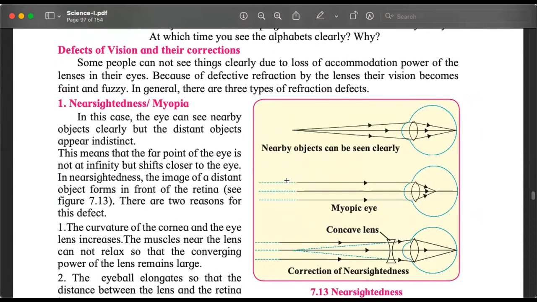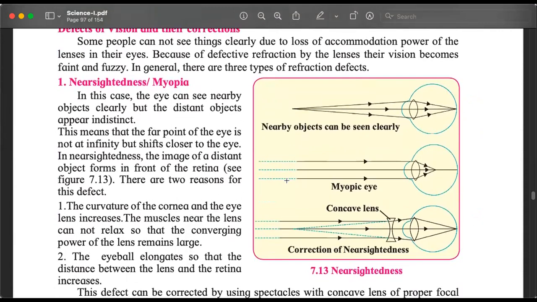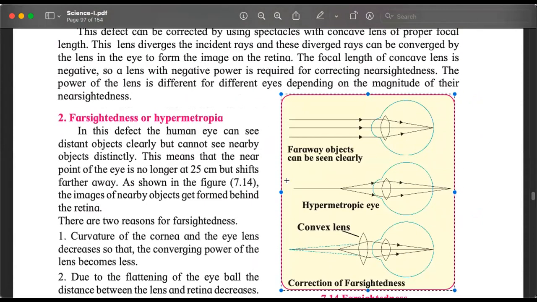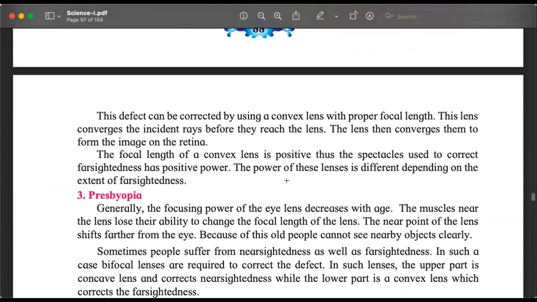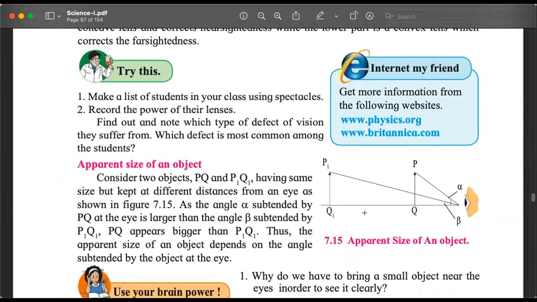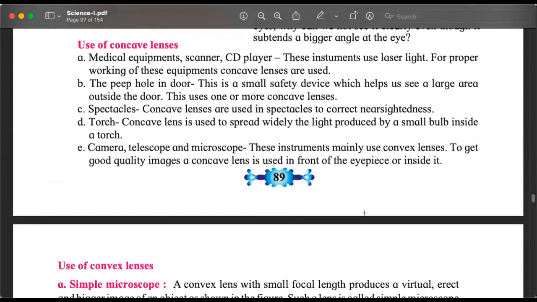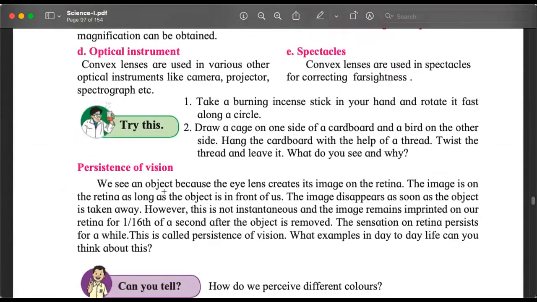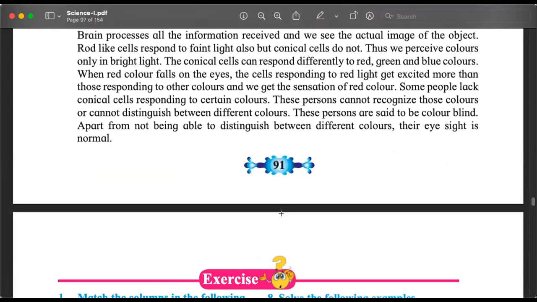सारी चीजें लिखी हैं टेक्स्ट बुक में, क्यों हो रहा है, कैसे हो रहा है, उसको कैसे ठीक करें. नियर साइटेडनेस और मायोपिया, far sightedness or hypermetropia, and finally presbyopia. Before that, we also studied about apparent size of an object, and we studied something which is given at the wrong place in the textbook, persistence of vision. ये यहाँ पीछे क्यों दिया है? I really don't know. It should have come along with apparent size. So if you are struggling, if you are lost, कि ये कहाँ से आया बीच में, this is where it is on page number 91.